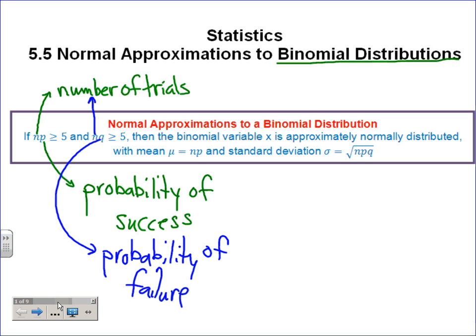But you need to know what that means too. But that's basically what they're saying here: only use this if this works. So obviously we're going to check this first every time. Does this happen? Okay, so again, either p and q have to be big enough or n has to be big enough to take care of that.